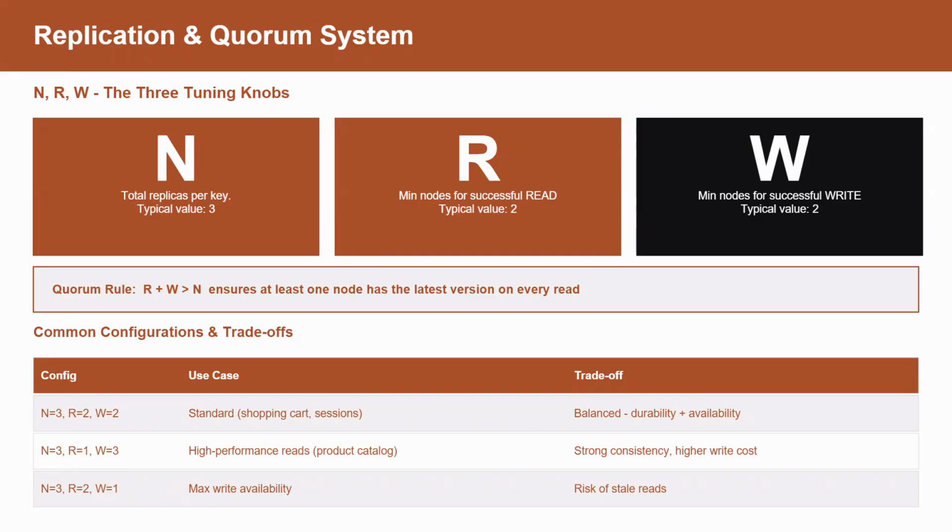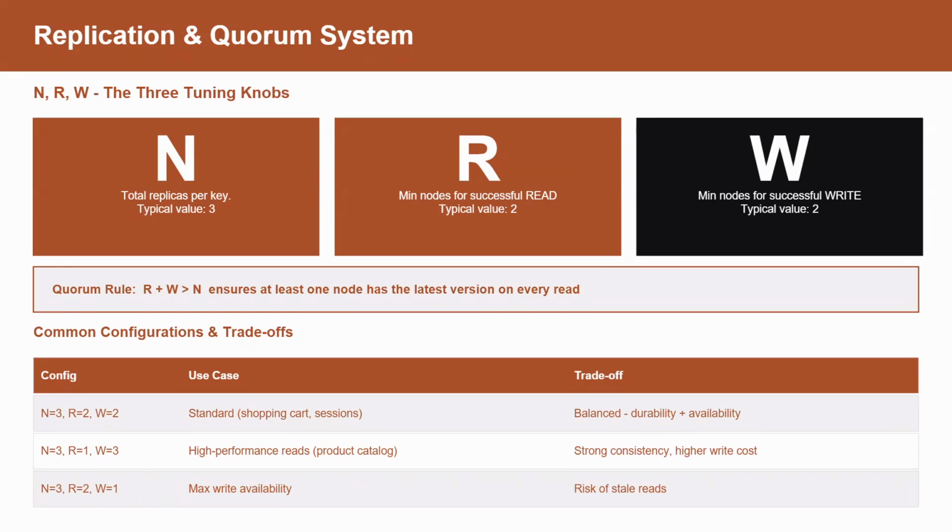Why is this important? Because it guarantees that at least one server always has the latest updated version of the data, so users are less likely to read old information. Different applications can choose different configurations depending on their needs.